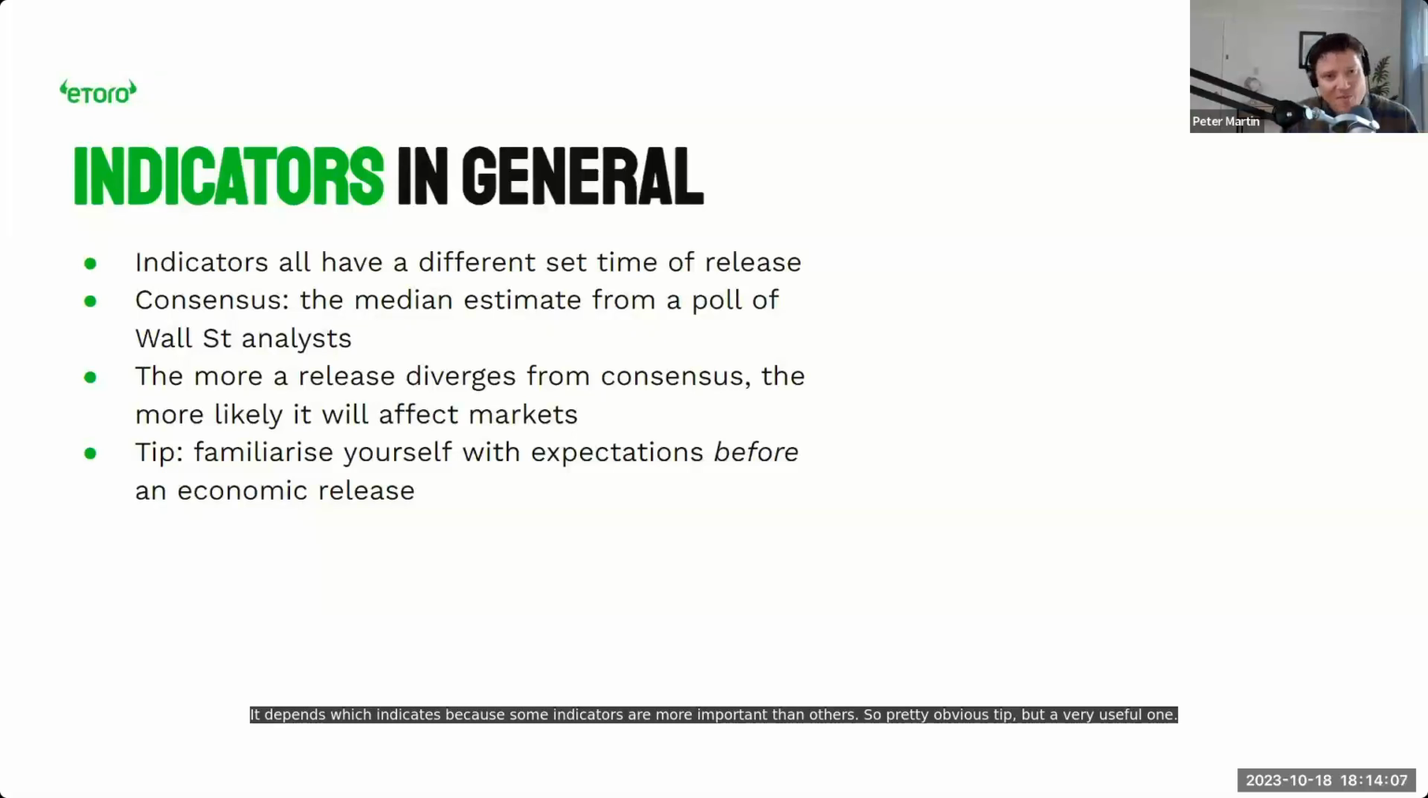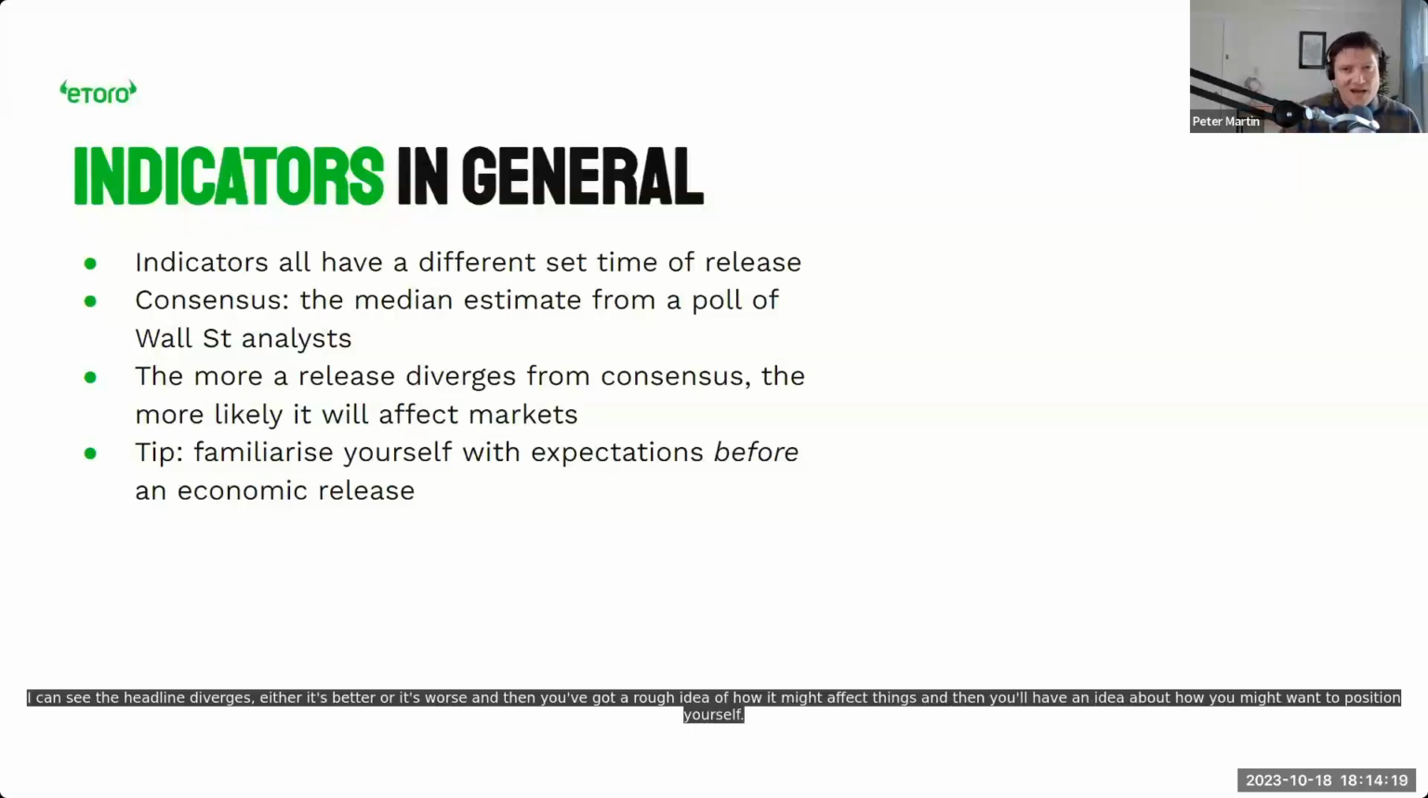So, pretty obvious tip, but a very useful one. Make sure you familiarize yourself with what those expectations are before the economic release comes out. So you've got in your head, okay, that's what's expected. I can see the headline diverges, either it's better or it's worse. And then you've got a rough idea of how it might affect things, and you'll have an idea about how you might want to position yourself.